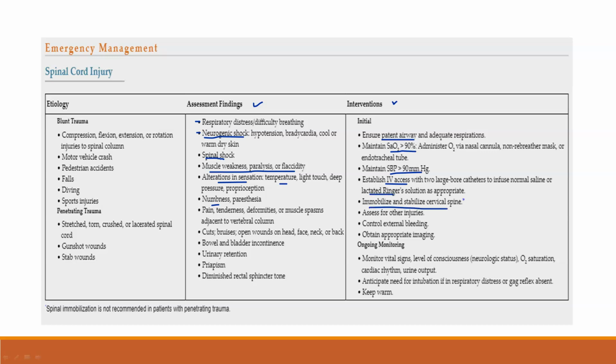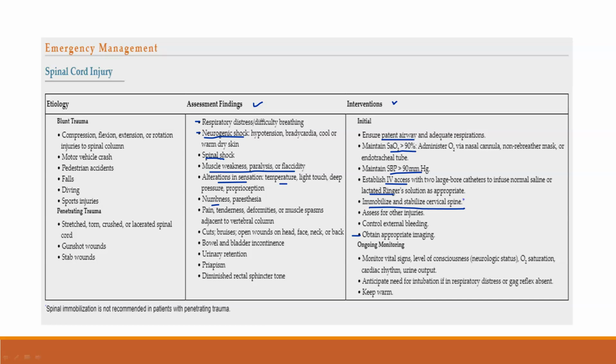We want to make sure that we immobilize and stabilize the cervical spine. So we're talking about the C-spine stabilization. Make sure you're doing assessments for other injuries, any external or frank bleeding. We want to make sure that we're taking care of that and making sure that they're going out for appropriate diagnostic testing. We said CT, MRI.